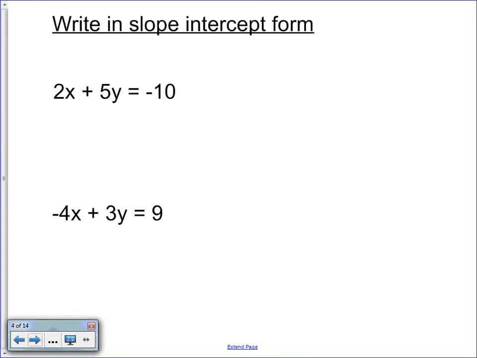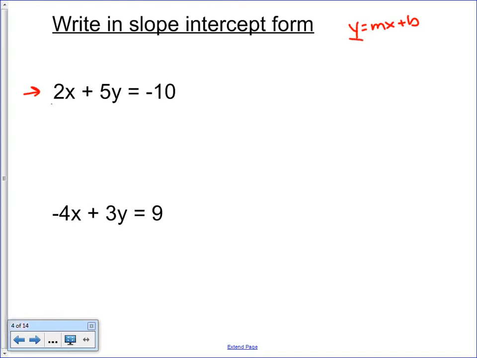So what we're going to be seeing is equations in standard form, and we want to write them in slope-intercept form. So we actually want to change them into the y equals mx plus b. And I'll show you how to do this. What you're first going to do, and we're looking at the first one here, is notice how you want to get the y by itself.